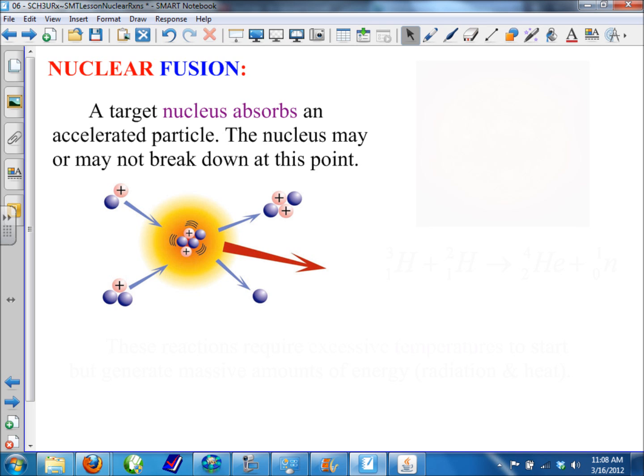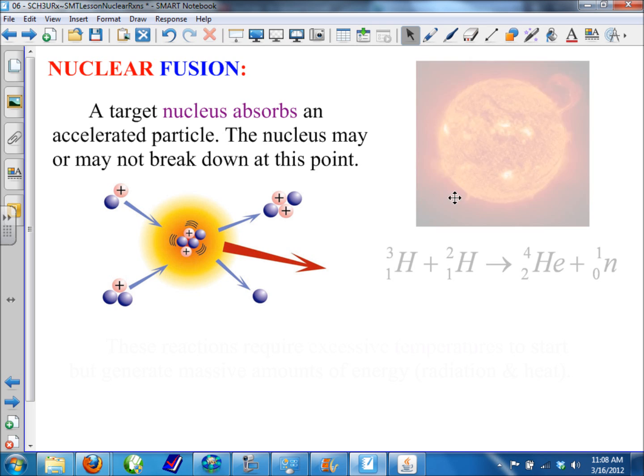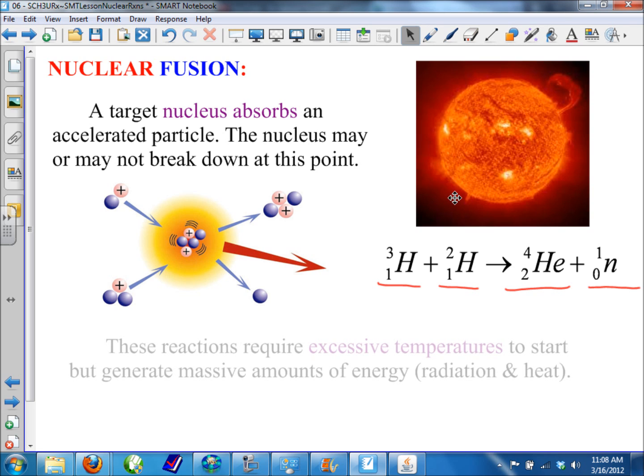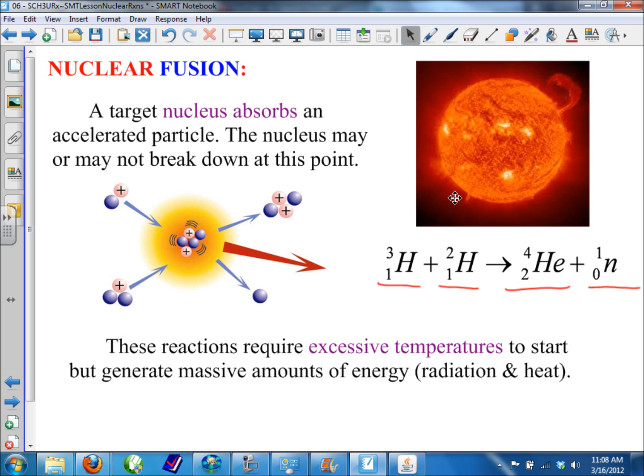So the most obvious example I can think of is the sun, where we've got a hydrogen particle and another hydrogen particle fused together to form a helium, and a neutron shoots off. This happens all the time with the sun, which is why we have sunlight and energy. These reactions require excessive temperatures to start, but generate a massive amount of energy in the form of radiation and heat.